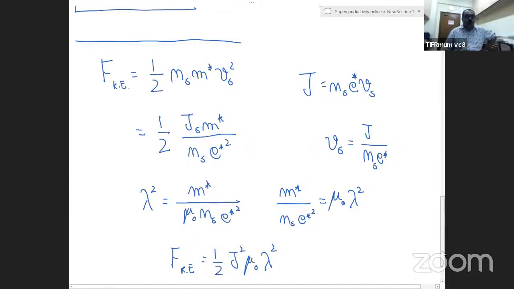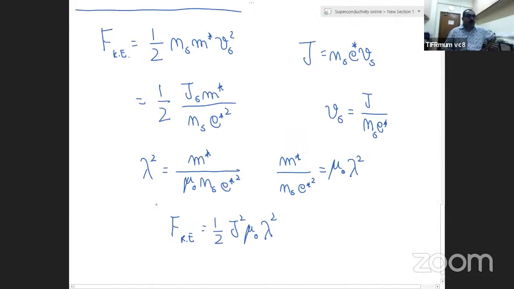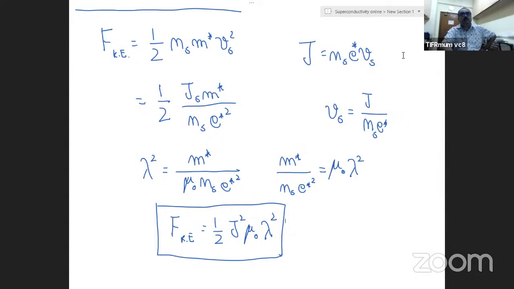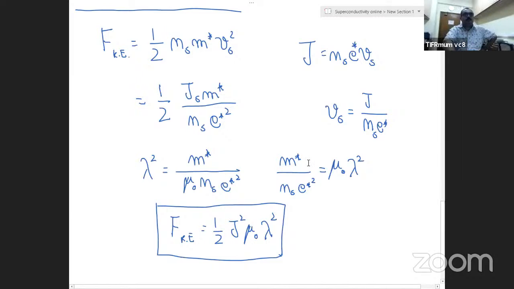So now if you just compare these two terms here for Fm and F kinetic energy, can you mute yourself? Someone, I think there's some noise coming from someone. Yeah, I think it may be from Obro. Obro, can you mute yourself when you are not asking questions?